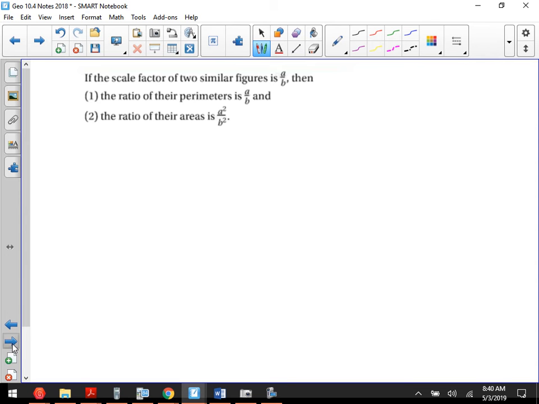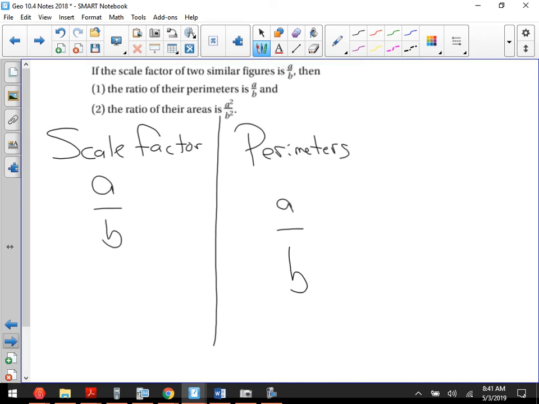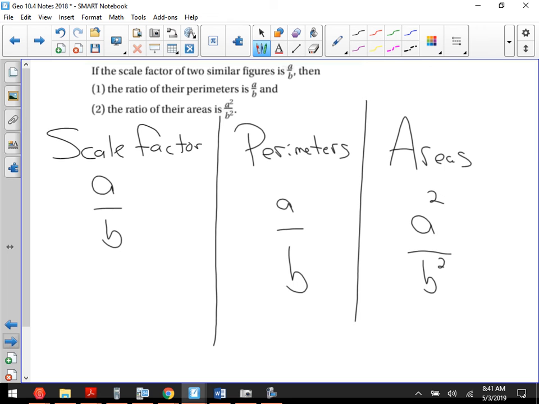So if the scale factor we were working with was A to B, the perimeters have a ratio of A to B. Their areas will have a ratio of A squared to B squared. Okay.